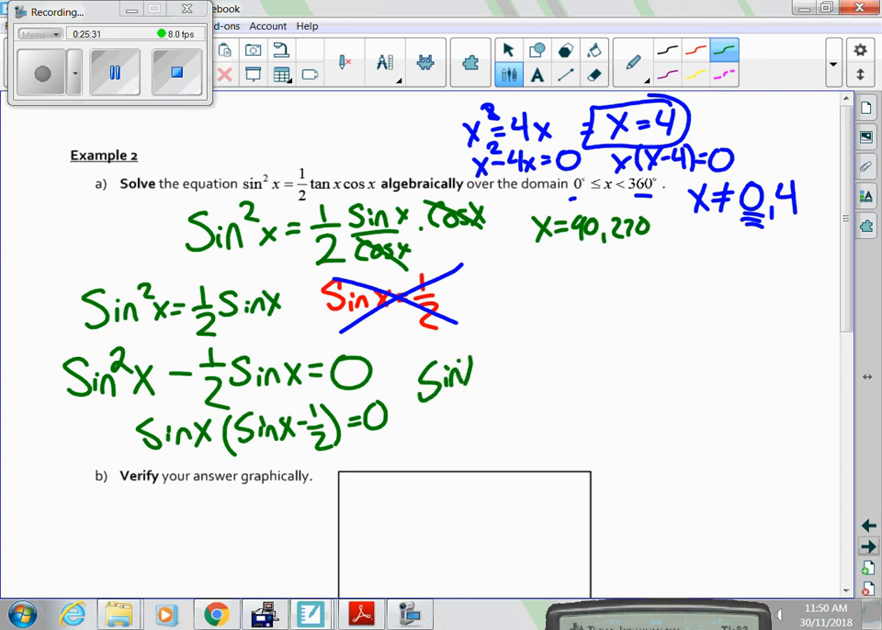So sine of x equals 0 and sine of x equals 1/2. Sine of x is 0 at 0 and 180 and 360, but 360 isn't part of my domain. So 0 and 180 is there. Sine x is going to be 1/2 on the unit circle here and here. So that's going to be my 30 and 150 degrees.